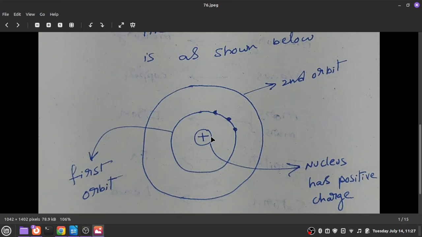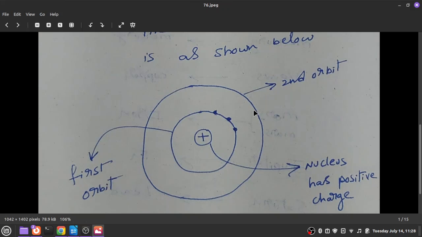This atom structure can be compared with our solar system. At the center of the solar system you will find the sun. Around the sun you will find revolving planets. Just like that, here also electrons are revolving around the nucleus. Here I have shown 3 electrons in one single orbit. The electrons are moving around the nucleus, and I have also shown another outer orbit called the second orbit.